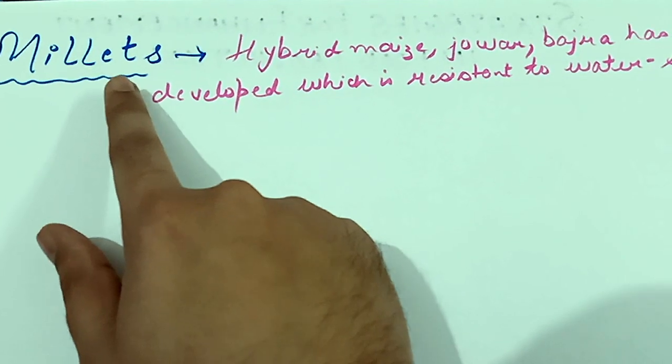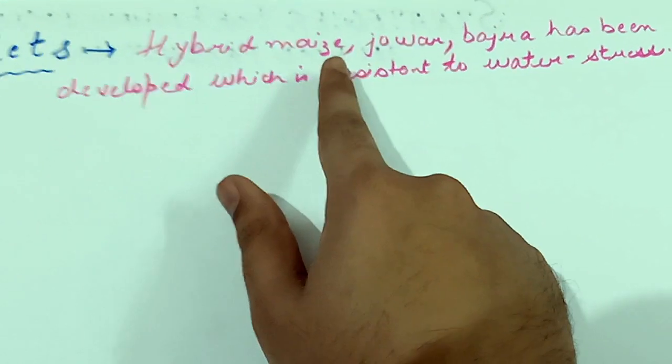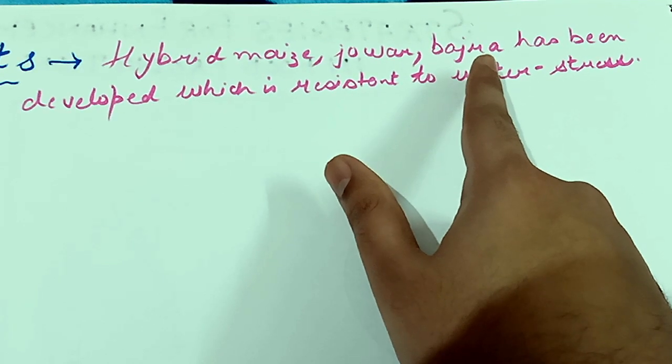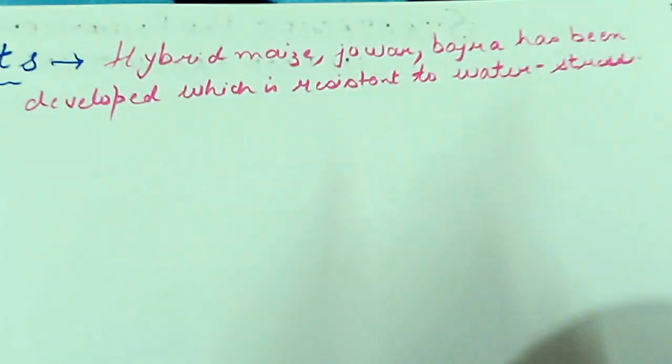Now let us talk about millets. Hybrid maize, jowar and bajra have been developed which are resistant to water stress.